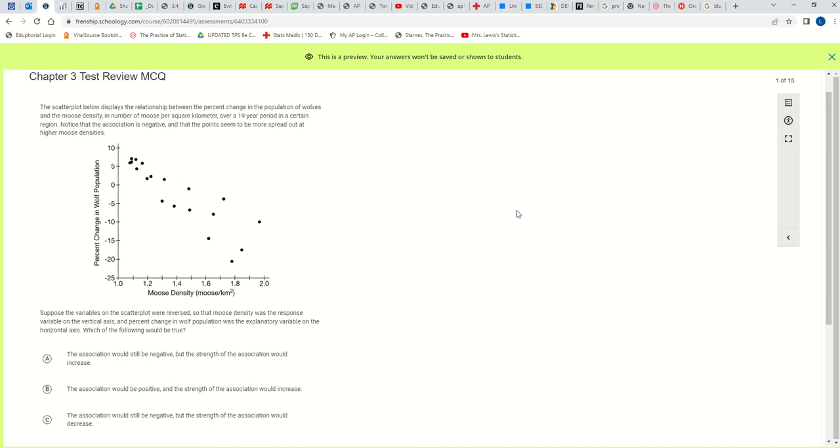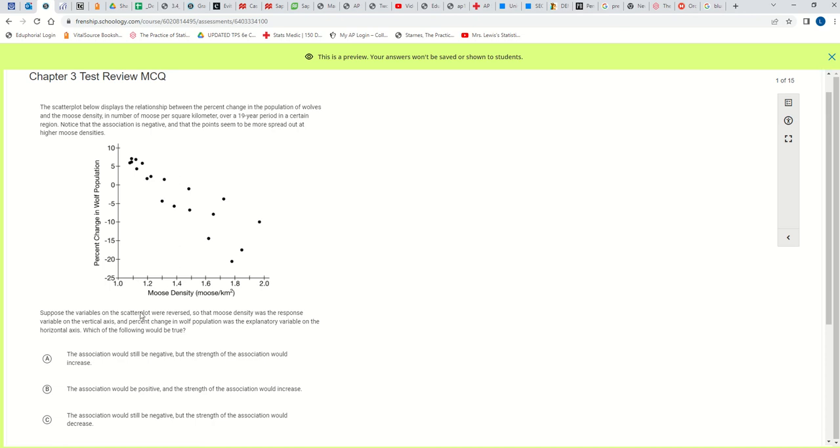All right, let's look at number 1. So we've got the scatter plot showing the relationship between percent change in population of wolves and the moose density, the number of moose per square kilometer, over a 19-year period in a certain region. Notice that the association is negative and that the points seem to be more spread out at higher values. We call this fanning, by the way. Spread out like a fan. It's called fanning or coning.